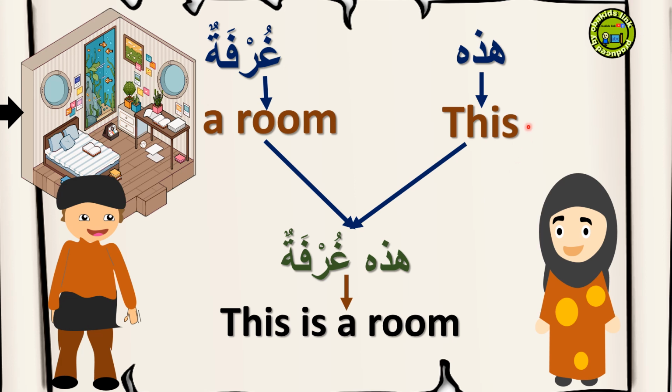Again, this is hazihi. Hazihi is a singular feminine demonstrative pronoun, which means this. This is ghurfatun. Ghurfatun is a singular feminine noun, which means a room. Now if we combine hazihi and ghurfatun together, it becomes hazihi ghurfatun, which means this is a room. Let us go to another example.